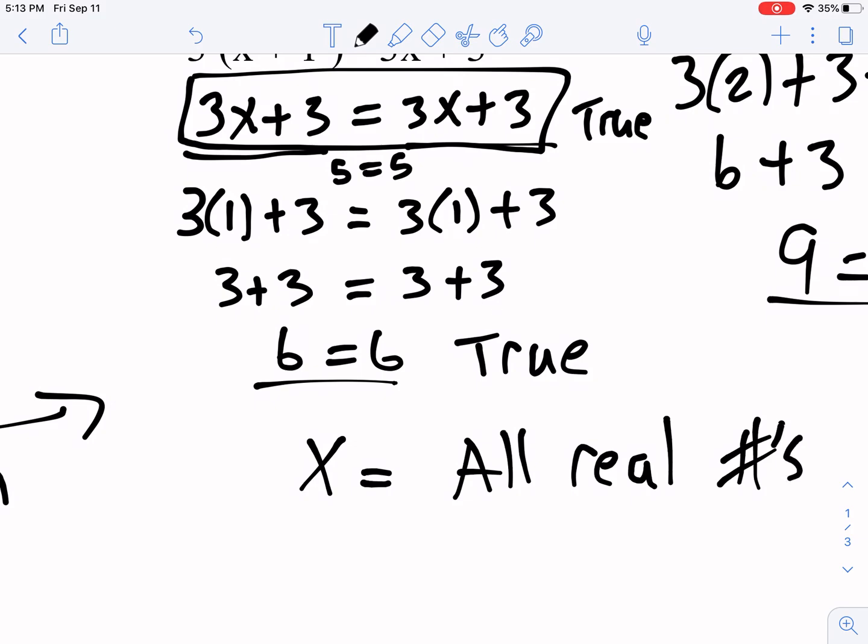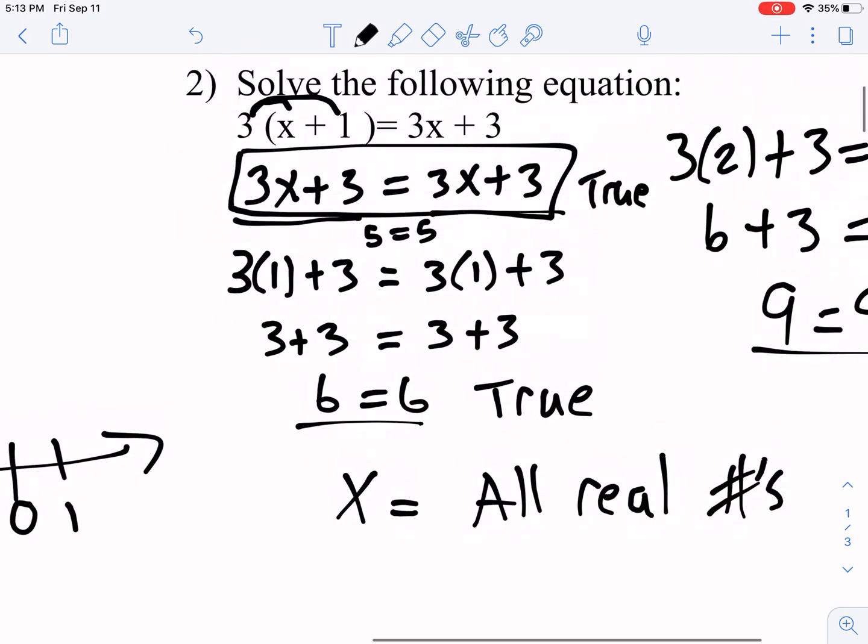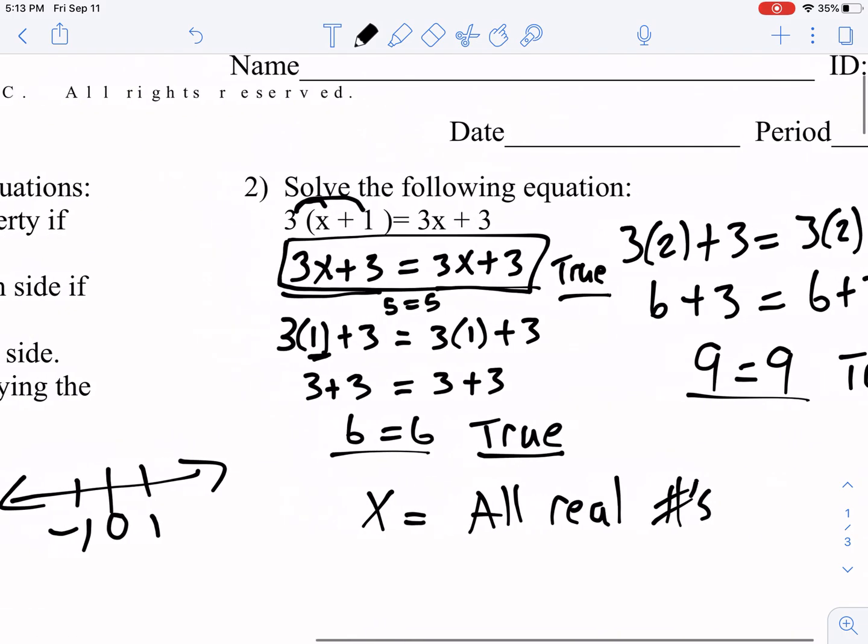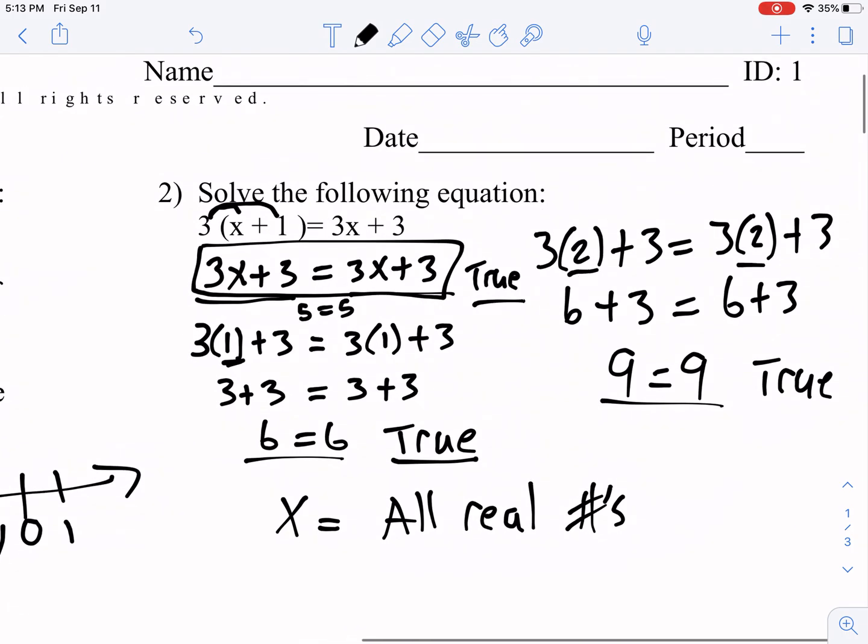In other words, x can be any number, and we will always get a true statement. 3x plus 3 equals 3x plus 3. 6 equals 6 when we plugged in a 1. And we got 9 equals 9 when we plugged in a 2. So any number we plug in, we'll get a true statement there, okay?